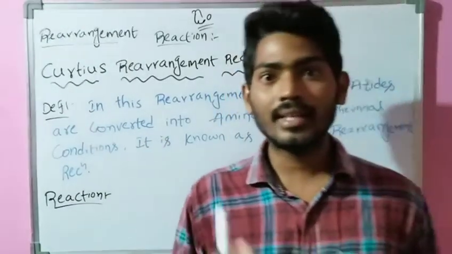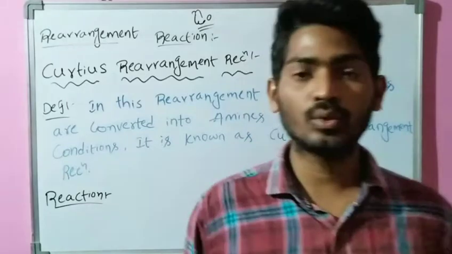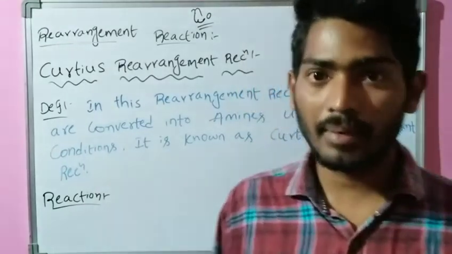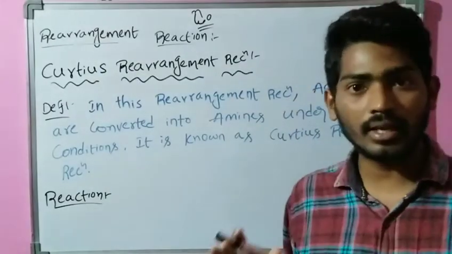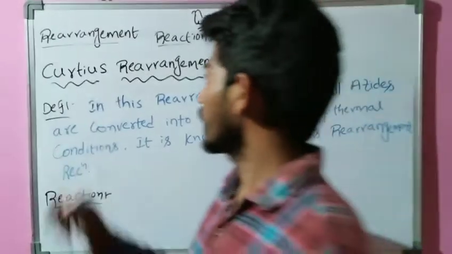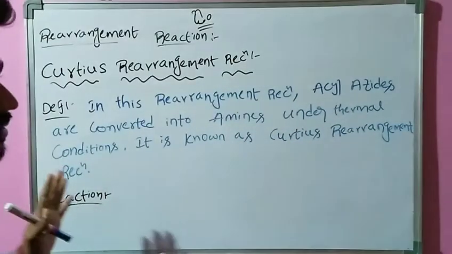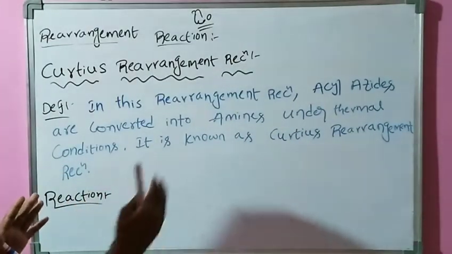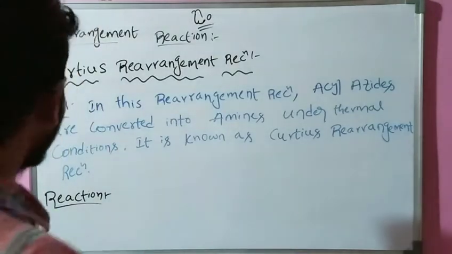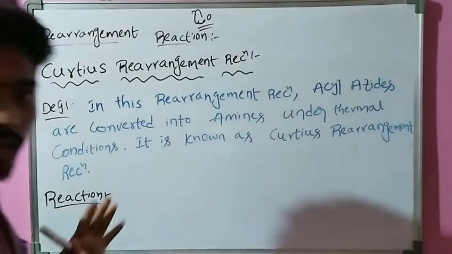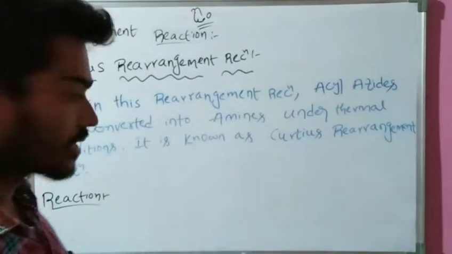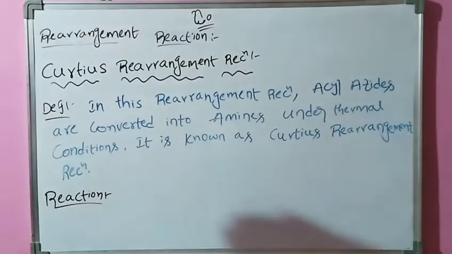Simply, acyl azides are converted into amines under thermal conditions, and this is known as the Curtius rearrangement reaction. This is the definition. I give you the definition on the board, please note it down. Now coming to the reaction of the Curtius rearrangement.